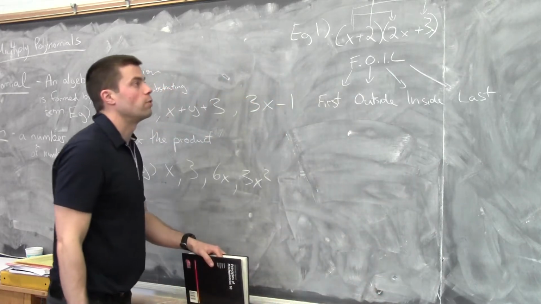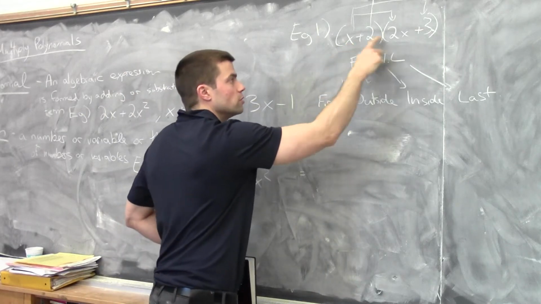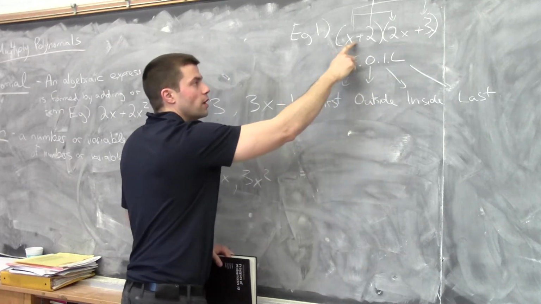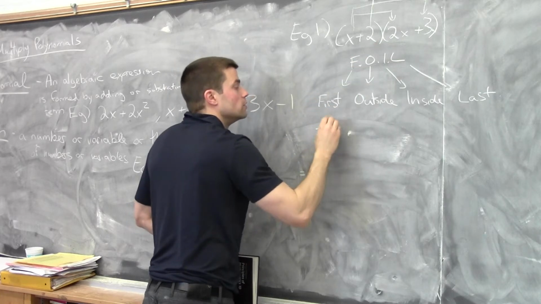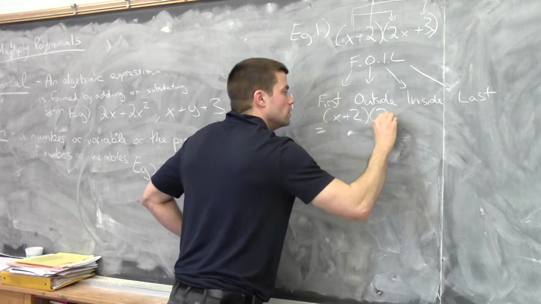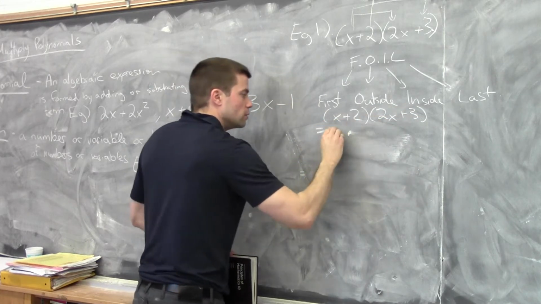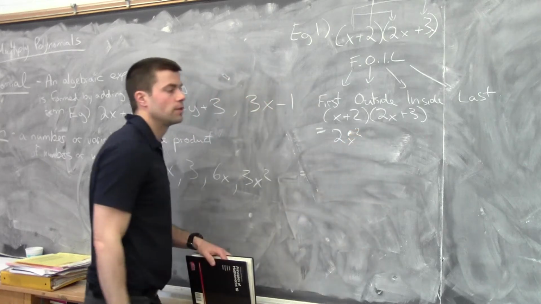the way we remember it is the first multiplication we make is the first term. So the first term of each bracket. So you're going to multiply x times 2x. So I'm just going to rewrite the question down here. The first terms I'm going to multiply, so we get 2x squared.